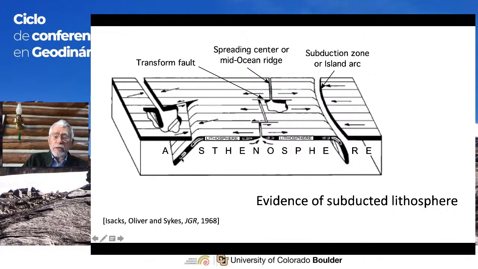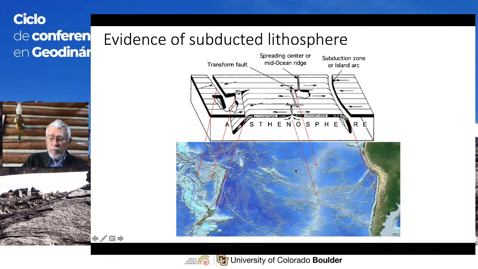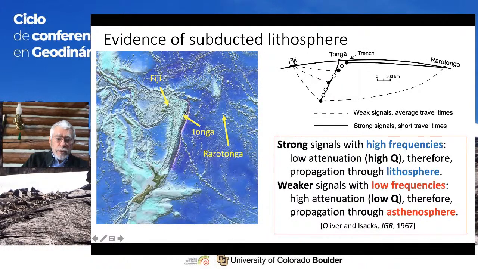We have subducted lithosphere down here. What's the evidence of that? And I want to take you from this map. This is the East Pacific Rise over here. Go over here to the Tonga Trench in this part of the world. So the Tonga Trench is this deep area over here. The Tongan Islands are a series of islands that are mostly volcanoes, not entirely, not all of them are volcanoes. Fiji Islands to the west, and Rarotonga.